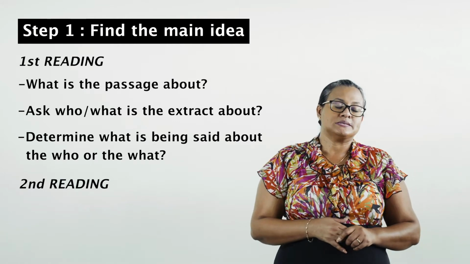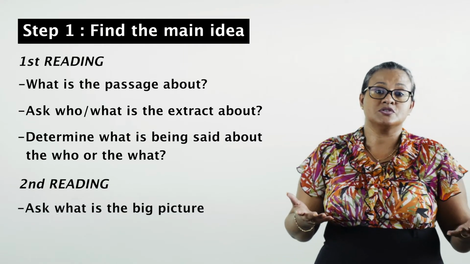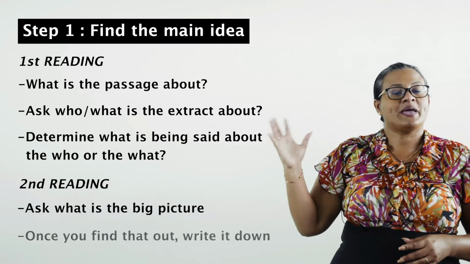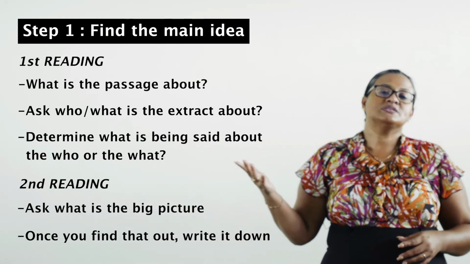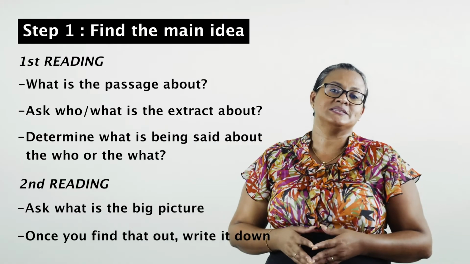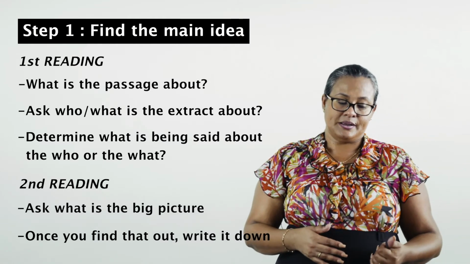On your second reading, you will look for some other things. You will look for things like, what is the big picture? What is being talked about? Once you have figured out what the big picture is, there is a little page on the other side of your answer sheet, a blank square box, and you are going to write down all of the main idea and the supporting details to assist you as you work your way through that second reading.